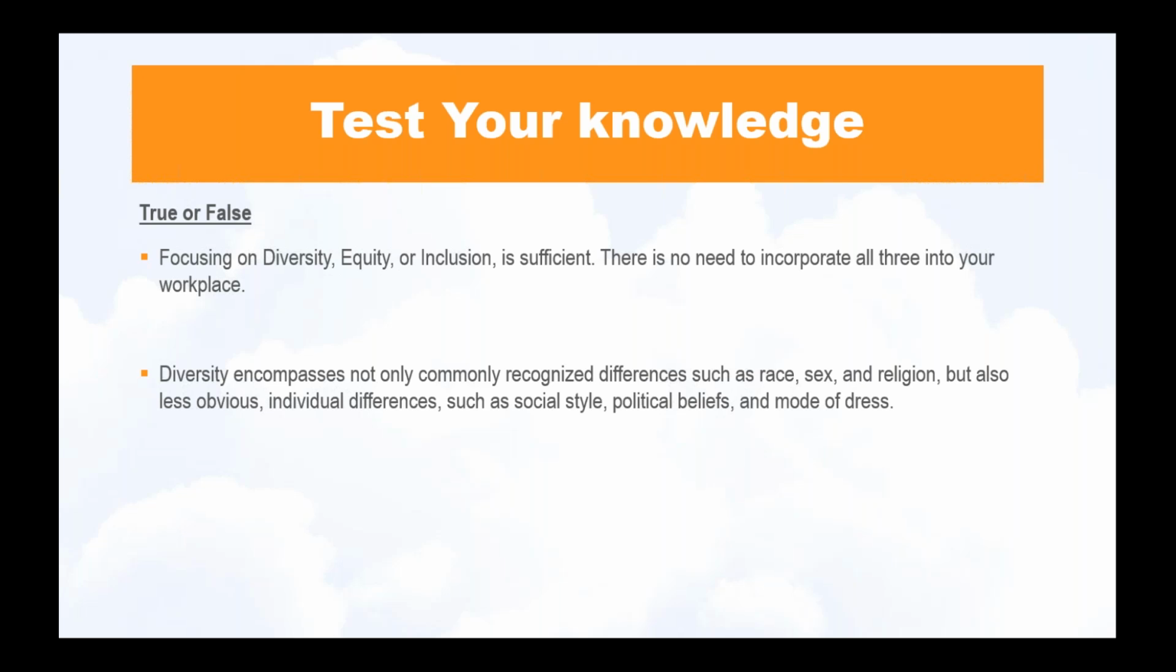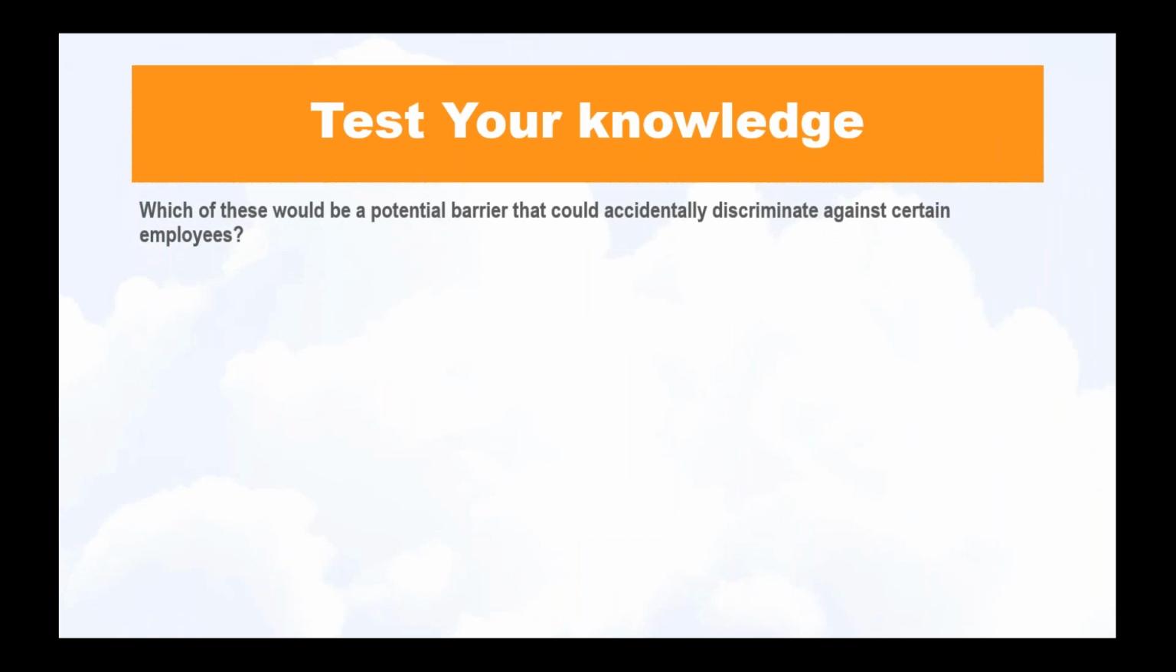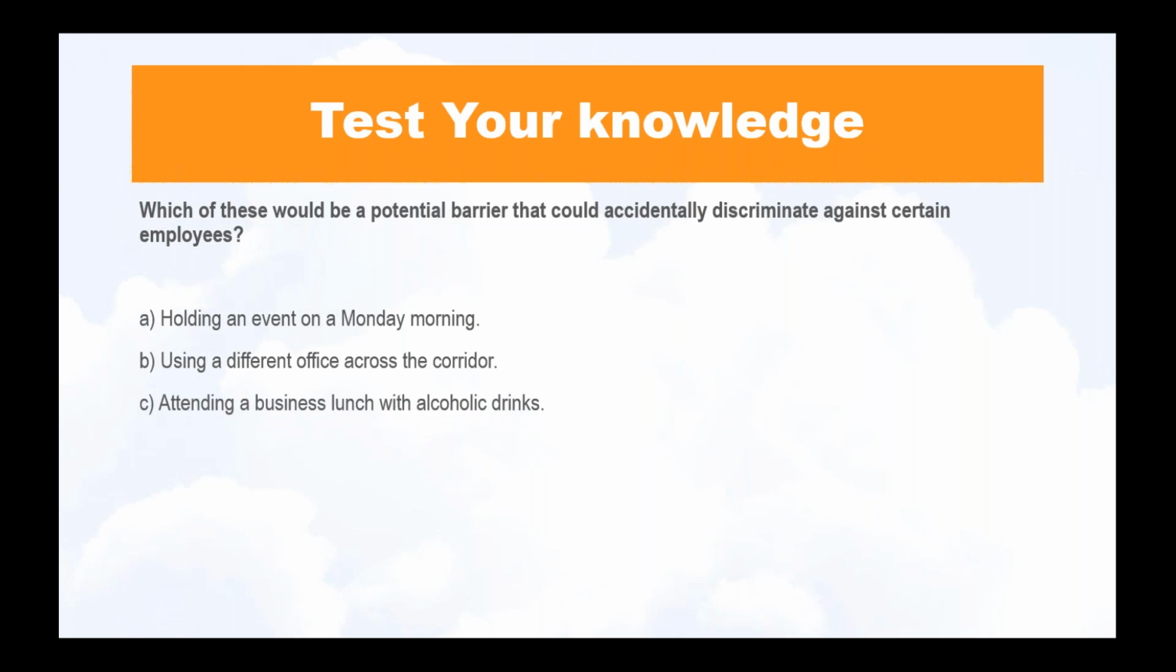Okay, those were a little easy, so we're going to throw a tricky question at you next, and then we'll get back to the presentation. All right. Which of these would be a potential barrier that could accidentally discriminate against certain employees? Is it A, holding an event on a Monday morning? Is it B, using a different office across the corridor? Or is it C, attending a lunch with alcoholic drinks? Go ahead and type A, B, or C into the chat.